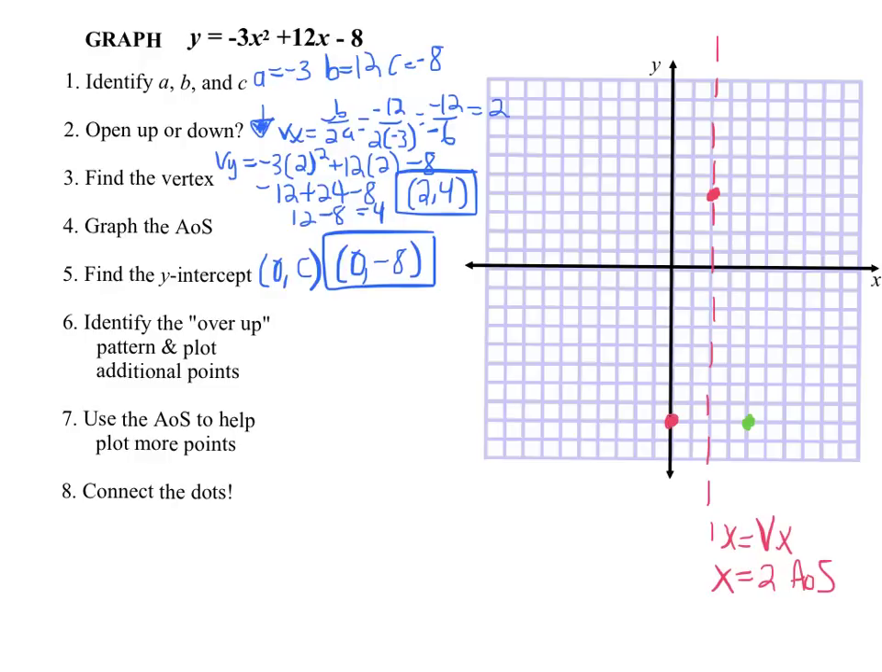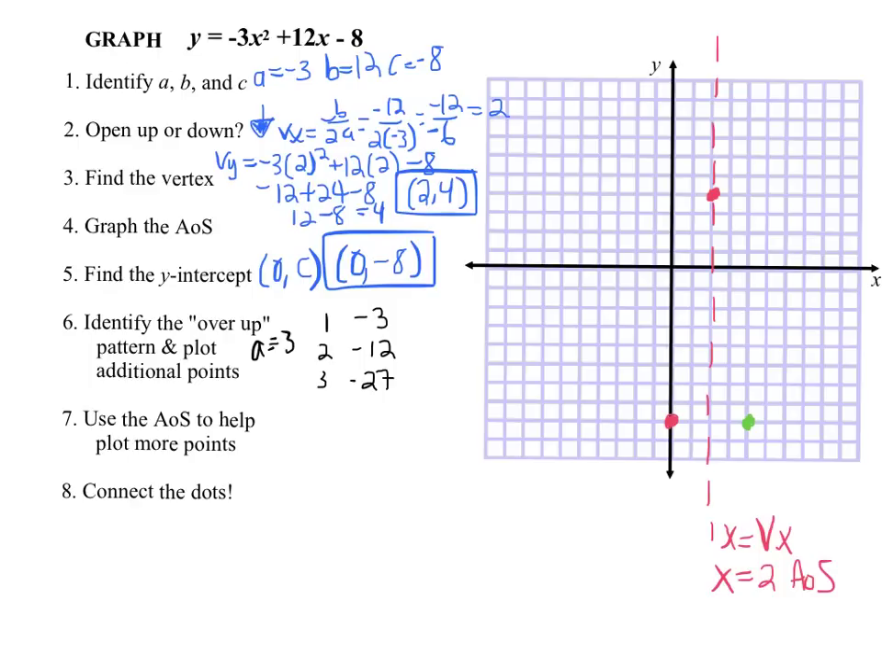Remember, from the parent function, the over-up pattern is over 1, up 1, or in this particular case, down, over 2, down 4. But because the value of a is negative 3, I'm actually going to go over 1, down 3. Over 2, down 4 times negative 3, which is negative 12. Over 3, down 9 times negative 3, which is negative 27. That's going to be a little bit off my grid, so I can stop here. But what it does is just help you find some additional points to create your curve.